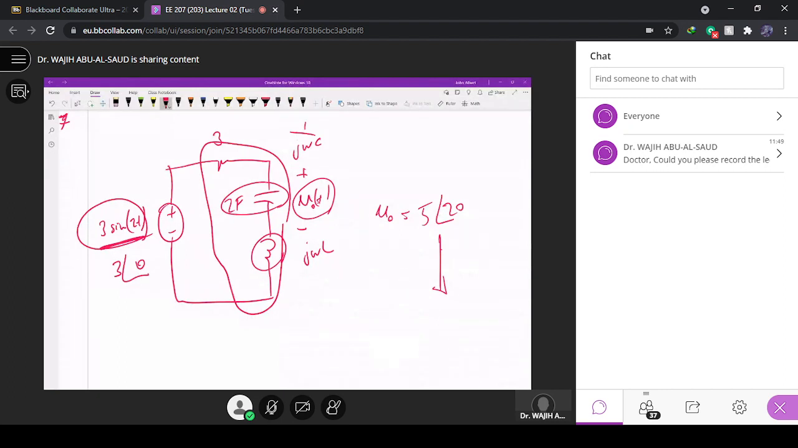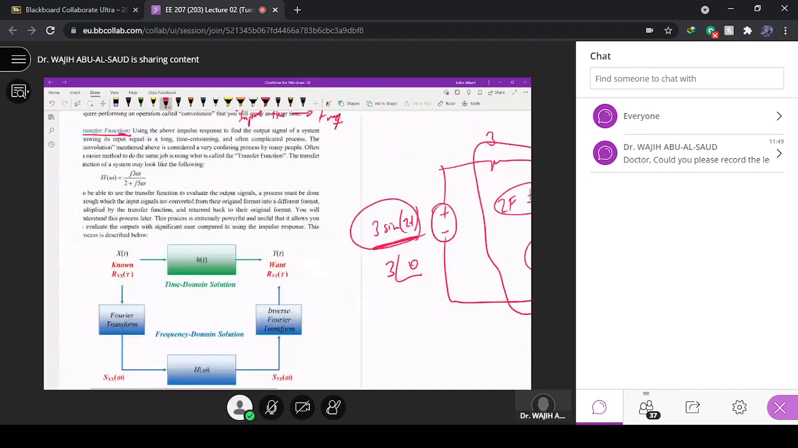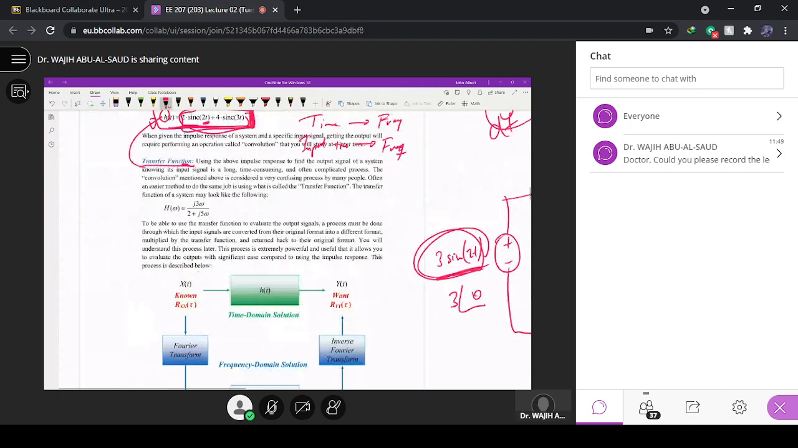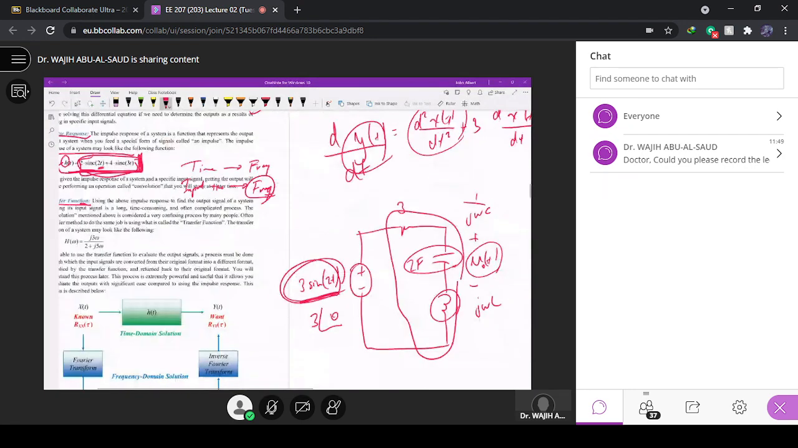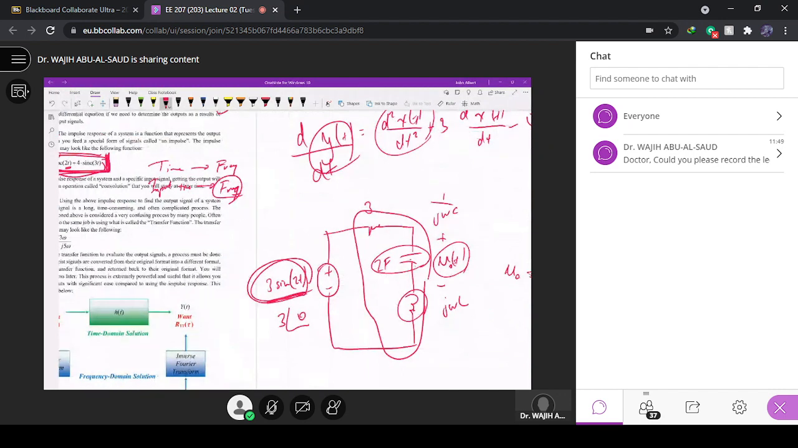Believe it or not, this is exactly the same process that we will do in this course. This is basically using frequency domain analysis. Okay, I'll come to your question, Ahmed. This is using frequency domain analysis. In fact, we took this signal and converted it into frequency domain. We took the system, the resistor, the capacitance, and the inductance, and converted them into frequency domain.